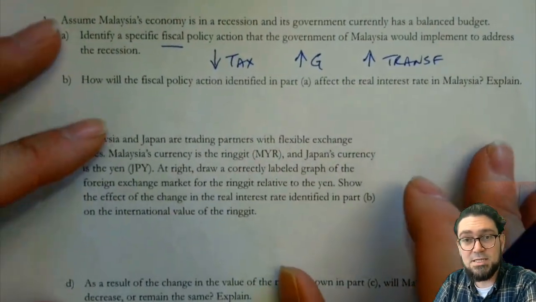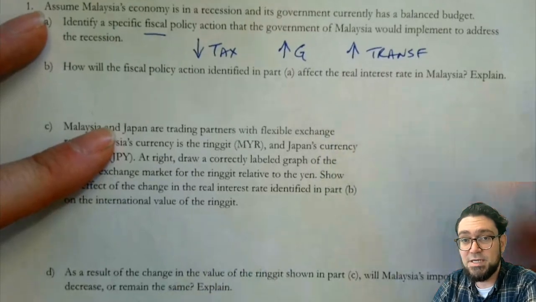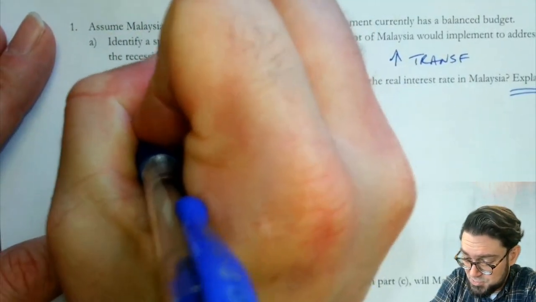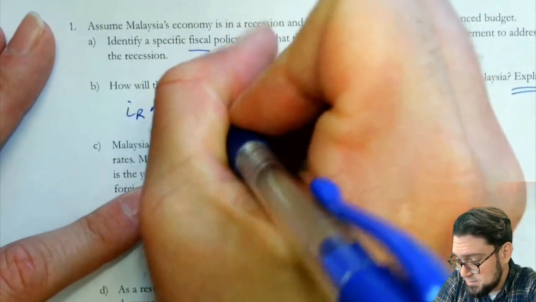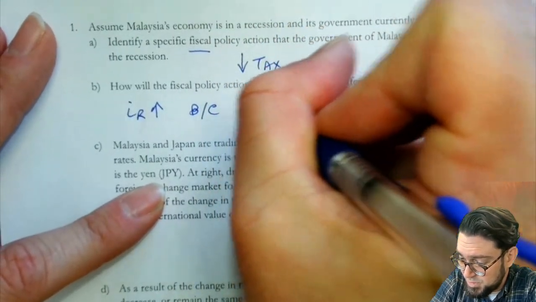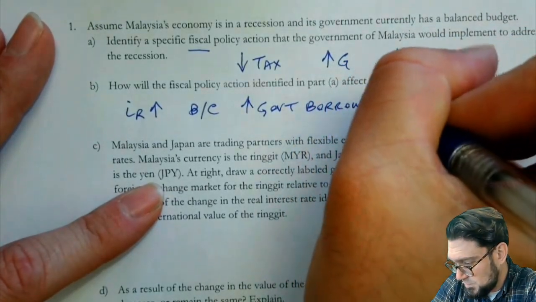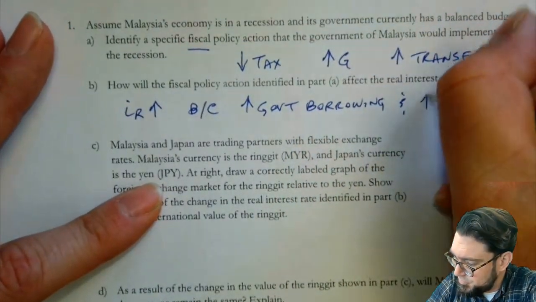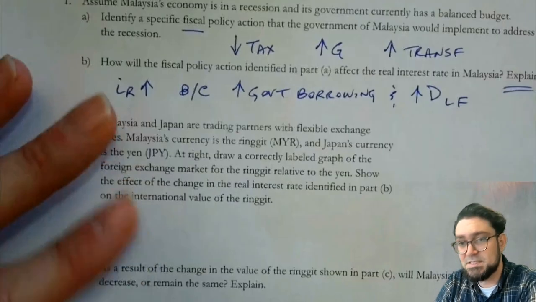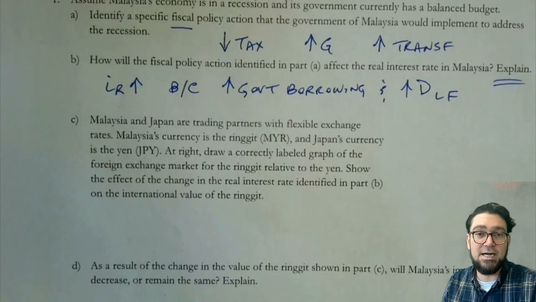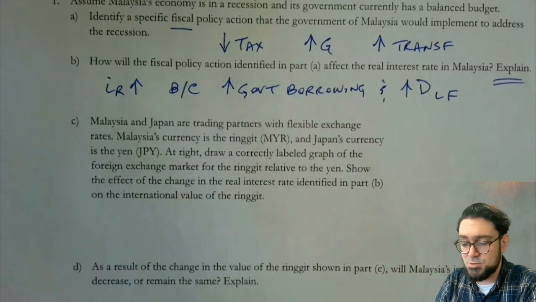B, how will the fiscal policy affect the real interest rate in Malaysia? Explain. So we do need to explain. And what we would say is the real interest rate will rise because there's increased government borrowing and thus increased demand for loanable funds. In the loanable funds market, we would expect the demand curve to shift to the right as a result of the higher government borrowing, which is going to drive up the interest rate.